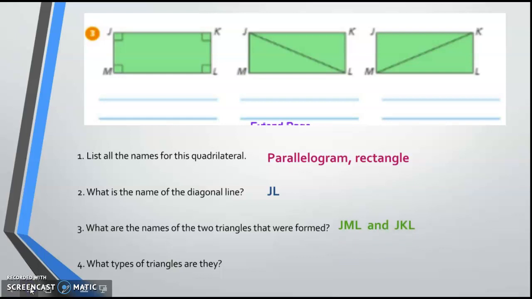I have two triangles. What types of triangles do I have? Well, I've got two acute angles, one at J and one at L, but that angle at M is a right angle. So this is a right triangle. Let's see if that's the same now if we use our diagonal going the other direction. If we draw a diagonal from M to K, our line would be MK. Our triangle names would be MJK and MLK.